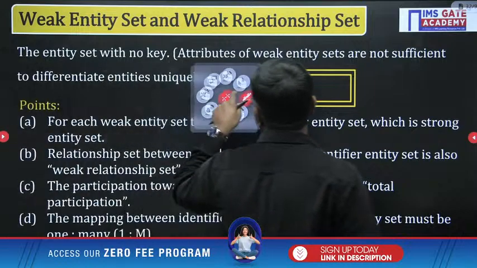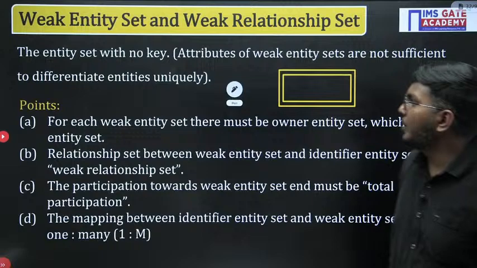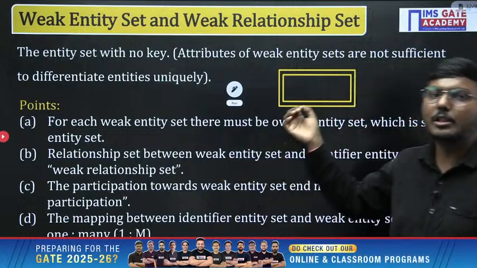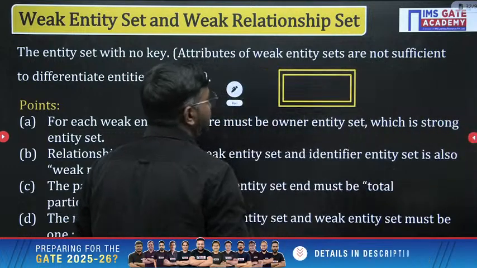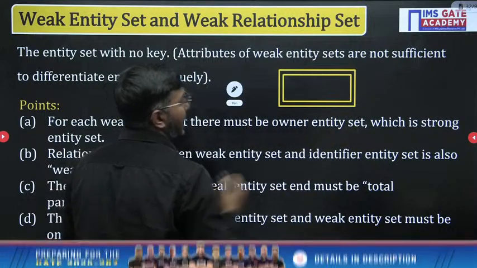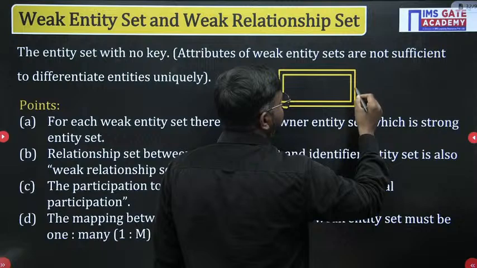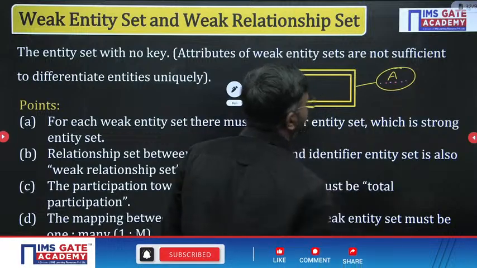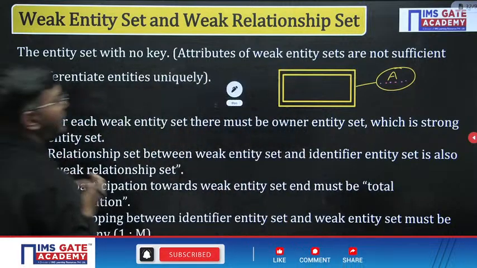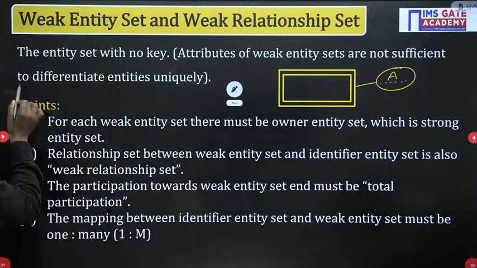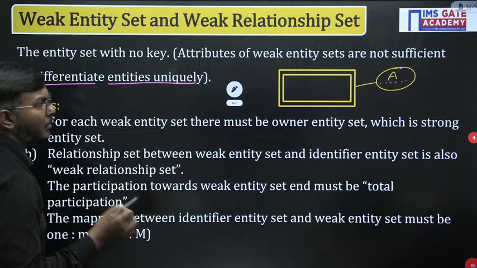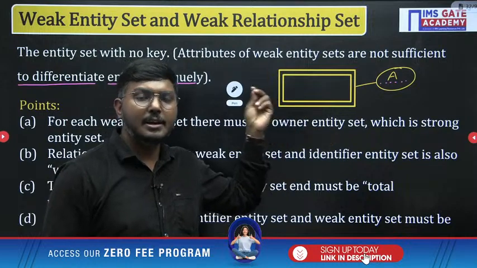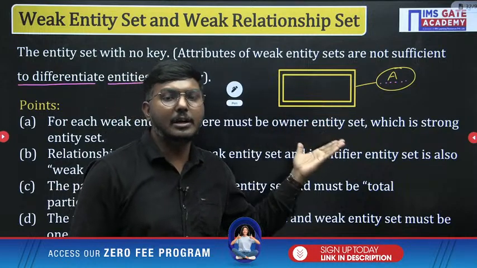Weak entity sets, see here. The entity sets with no key, our entity sets where we don't have any proper key or strong key, that entity set is called a weak entity set. Here the weak entity set is represented through a double rectangular box, and if it has no key, we can say it has a weak key. A weak key is represented by a dotted line like this here, fine. So here, the attributes of a weak entity set are not sufficient to differentiate the entities uniquely. We know what a key attribute is: the attribute that will differentiate the records uniquely, or we can say that will differentiate the entities of an entity set uniquely, fine.